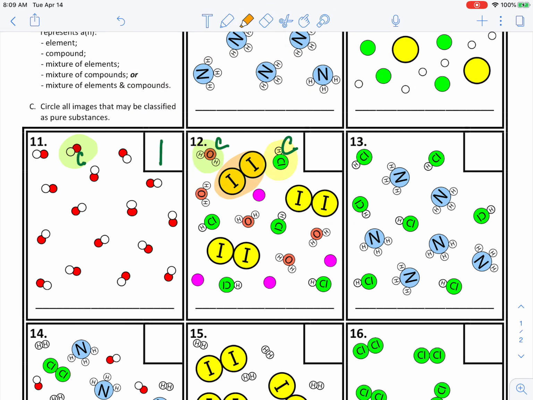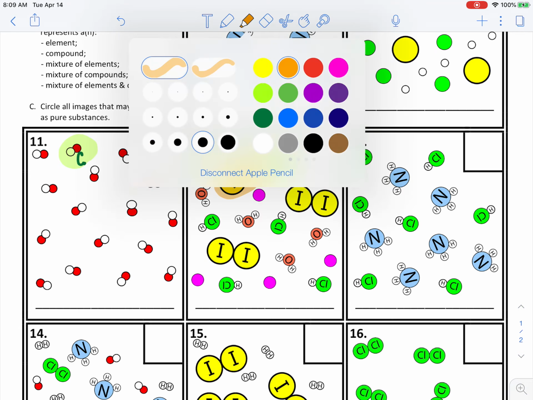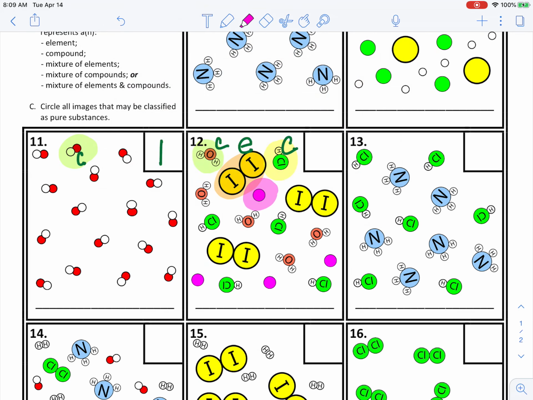And we have iodine here, and that's a diatomic element. It's 2 of the same element bonded together. And we have these pink ones down here, which are an element. So we have 1, 2, 3, 4 different types of particles in this box.